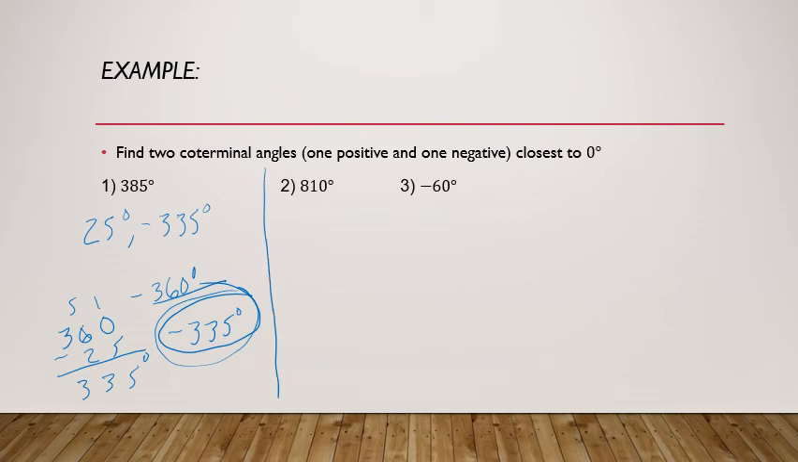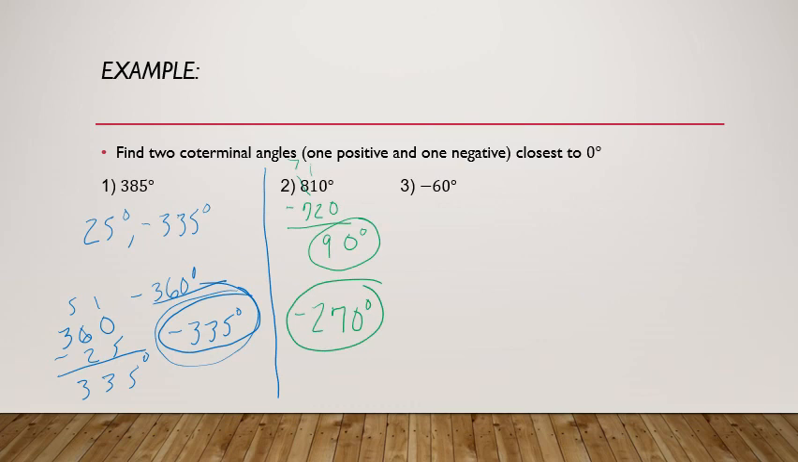Same idea for number 2. So we're going to need to subtract 360 to get to an angle that's smaller and closer to 0 degrees. This is the example we saw earlier, so we know we could subtract 360 degrees twice, which is the same thing as subtracting 720. So I'm going to go ahead and do that. And we get 90 degrees. So one coterminal angle would be 90 degrees. And then to keep going, to subtract and find another coterminal angle, 90 minus 360, which would be negative 270. So here's our positive and our negative coterminal angle.